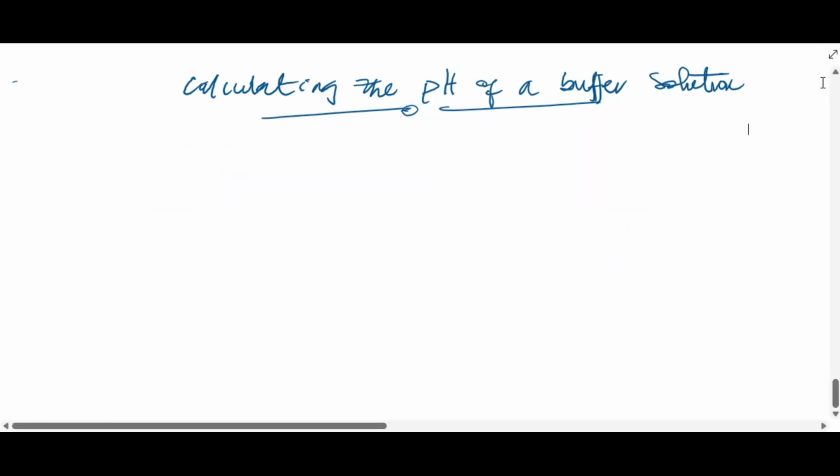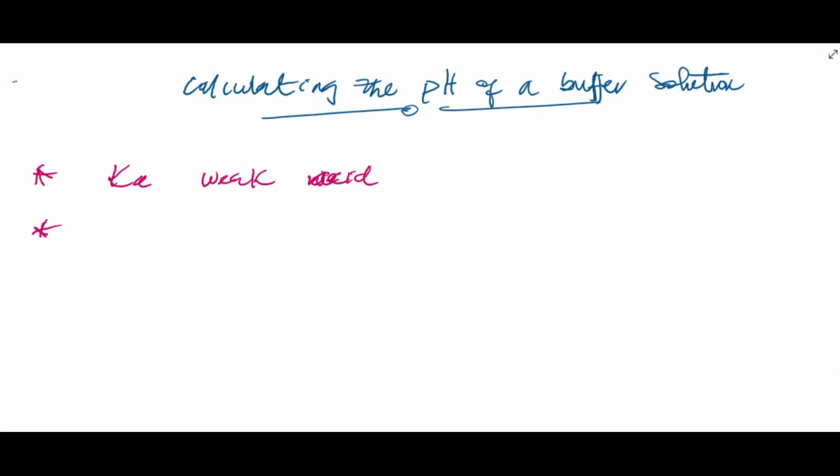So let's look at how to calculate the pH of a buffer solution. If you want to calculate the pH of a buffer solution, you need the following variables. Number one, you need to know the Ka of the weak acid. The Ka of the weak acid is very important for you to calculate the pH of a buffer solution. And you need the equilibrium concentration of the weak acid and its conjugate base, that is the salt.